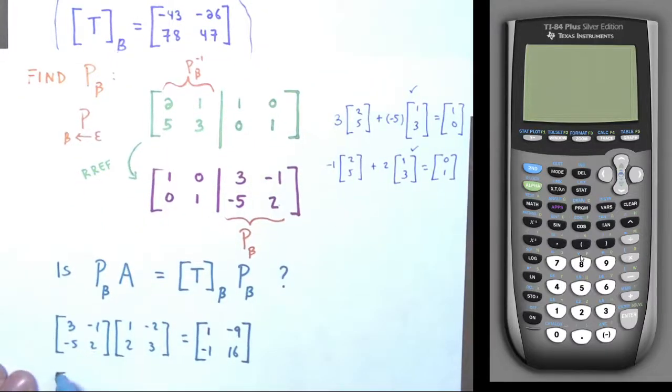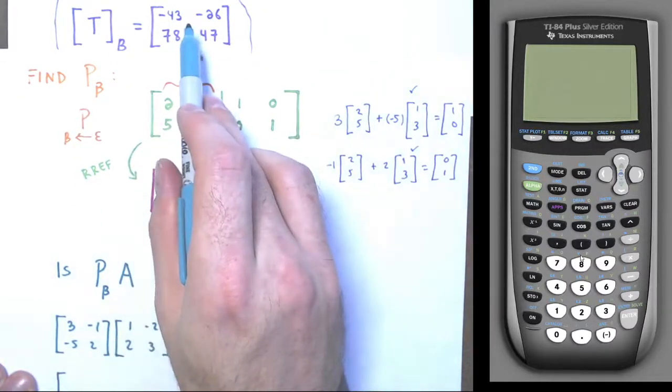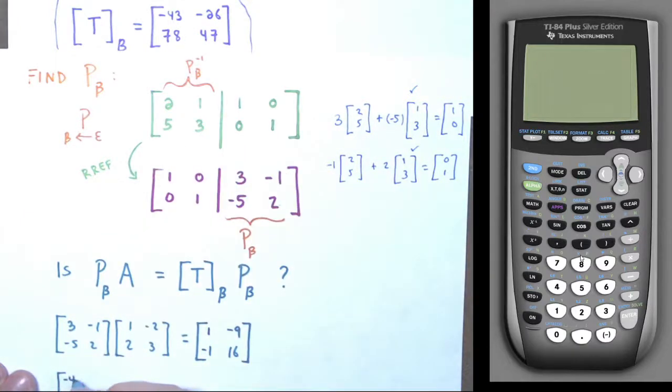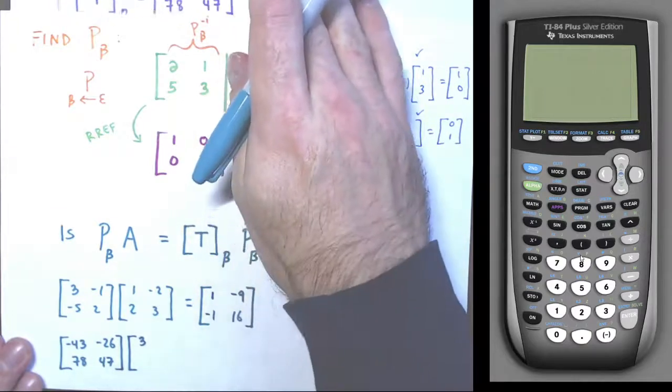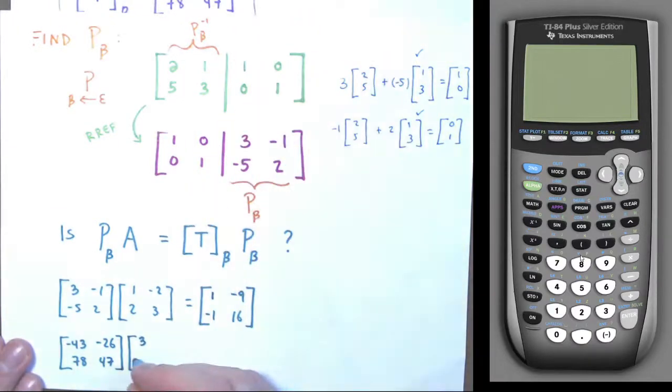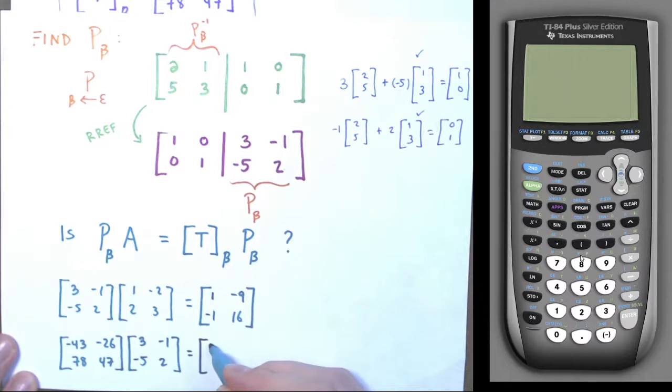If I take that matrix representation with respect to basis B, negative 43, negative 26, 78, and 47, and multiply that by PB, the 3, negative 5, negative 1, 2, hopefully I'm getting the same thing. So first row, first column, I'm getting negative 129 plus 130. That is 1. So far they're matching.